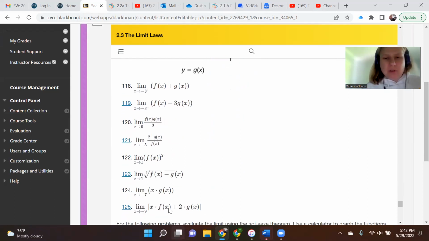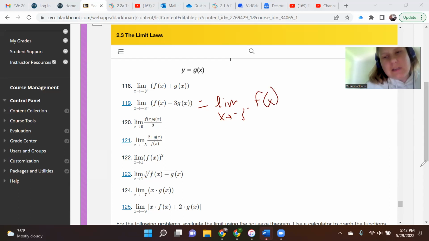So let me pull up an annotate menu. 119, remember, is the same thing as saying the limit as x approaches -3 from the left of f of x, minus, I can pull the 3 out, the limit, and these rules should look familiar, that's from the previous section, 3 from the left of g of x.